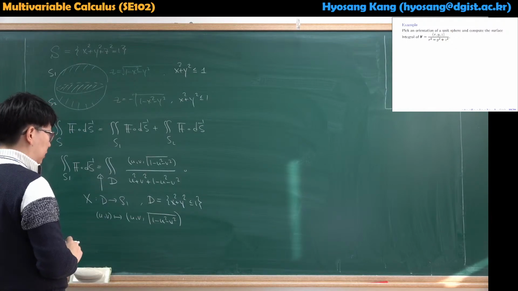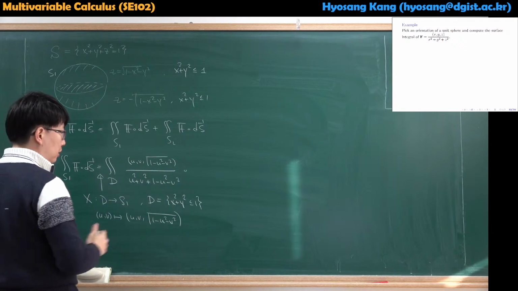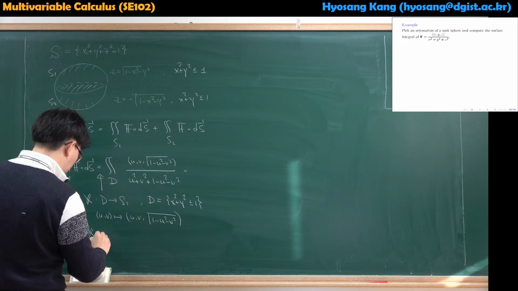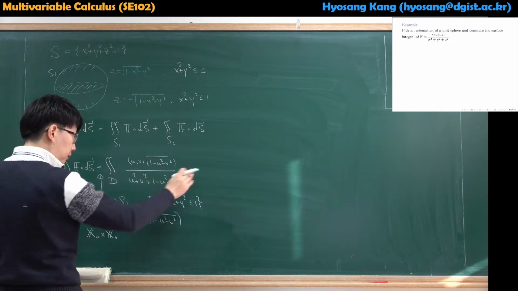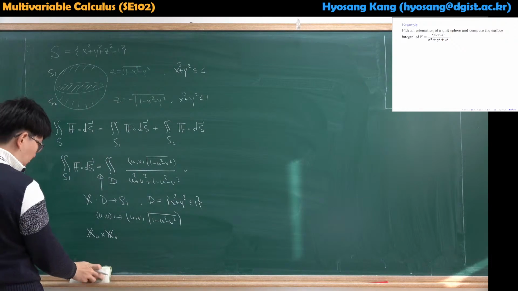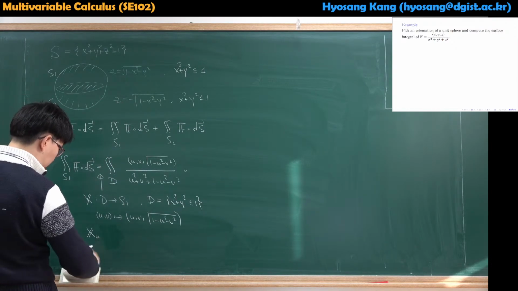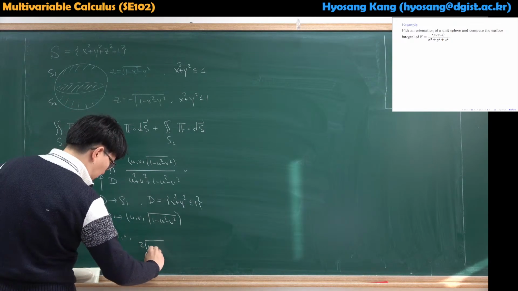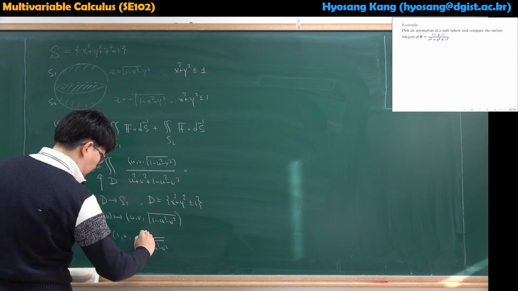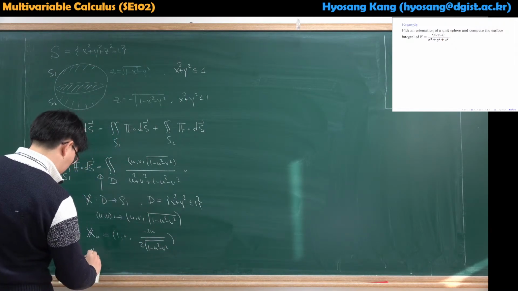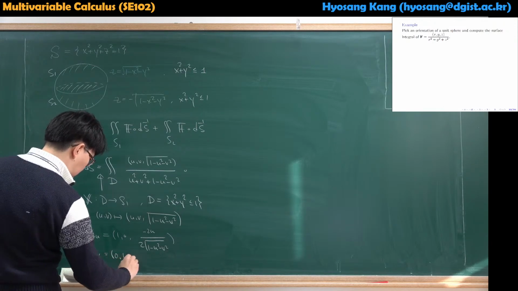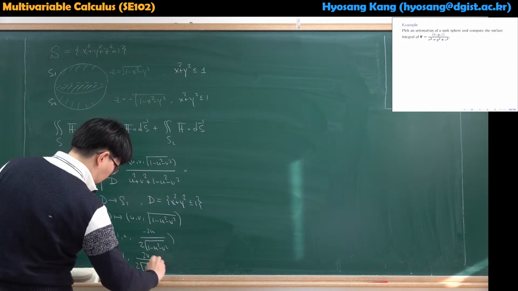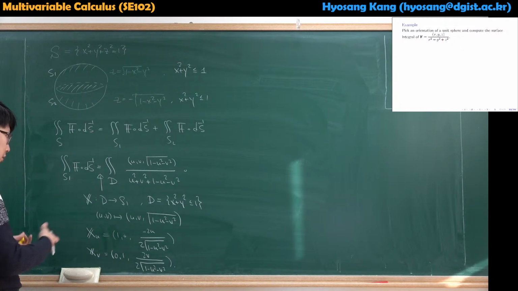And then what? In the previous formula, we had bold x, xu cross xv, right? So here comes xu cross xv. I have to compute xu and xv separately. So xu is (1, 0, minus u over the square root of 1 minus u squared minus v squared), and xv is (0, 1, minus v over the square root of 1 minus u squared minus v squared), right? And then you take the inner product.